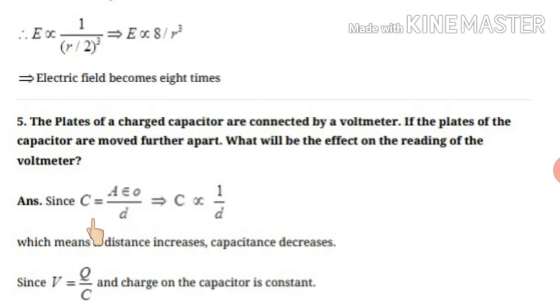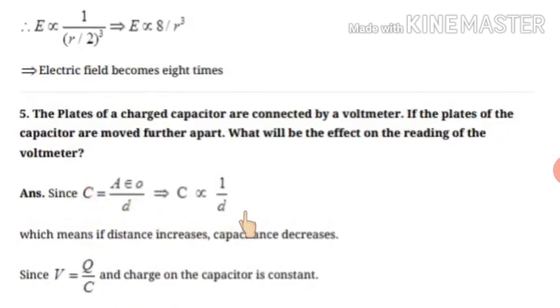Now we know that for a parallel plate capacitor, C is equal to A epsilon naught upon D, which we have already derived. A and epsilon naught are constant, so C is inversely proportional to D. Capacitance is inversely proportional to D. And they are saying the distance is increased. The plates are moved further apart. It means D is increasing. Now if D is increasing and C is inversely proportional to D, then if D increases, C will decrease. That's what is written over here. If distance increases, capacitance will decrease.